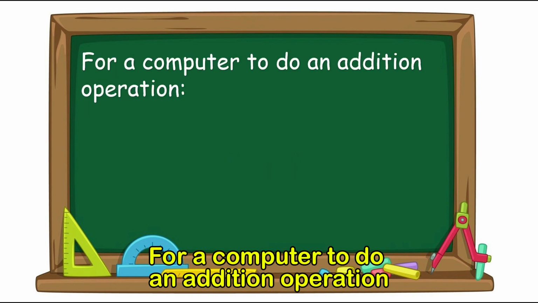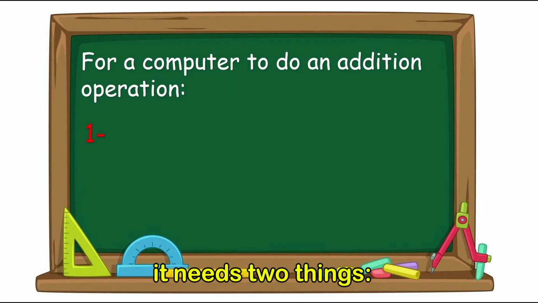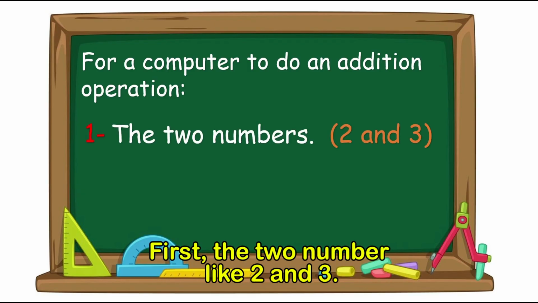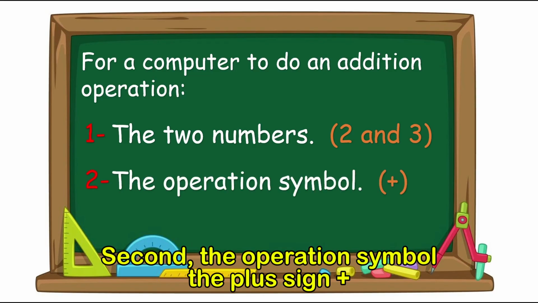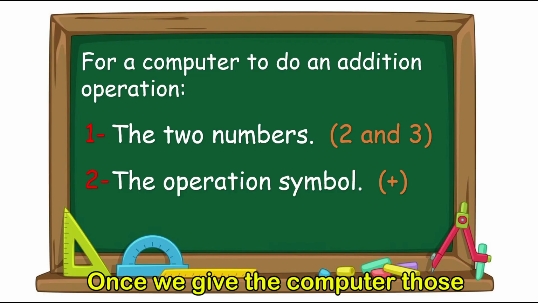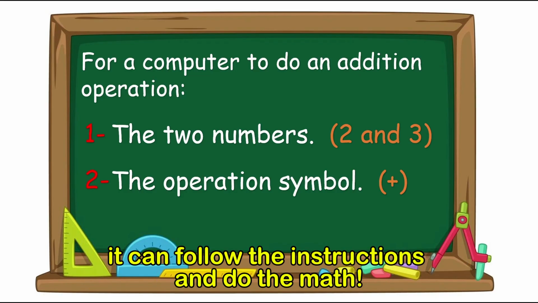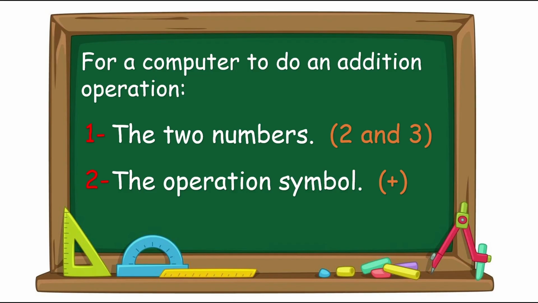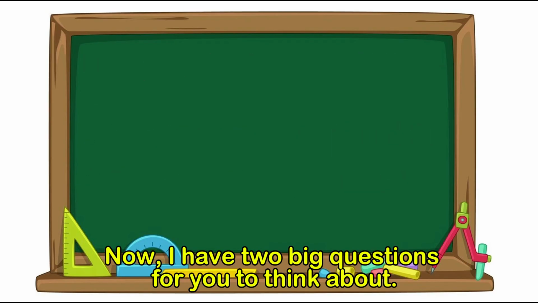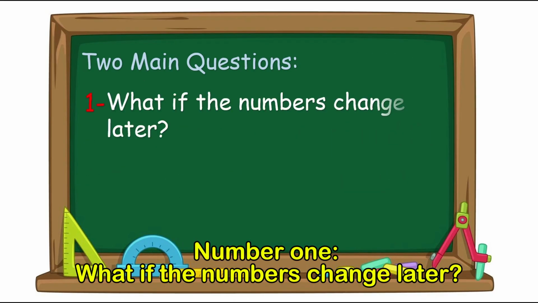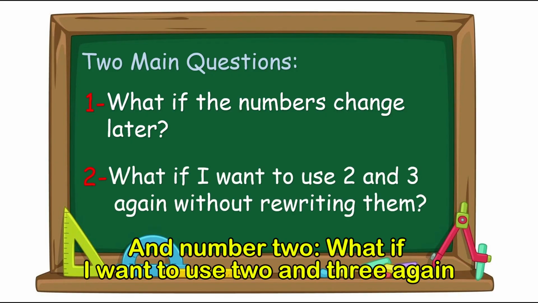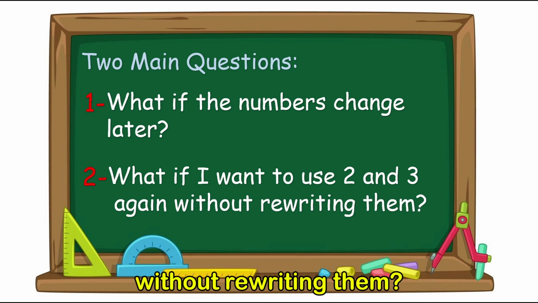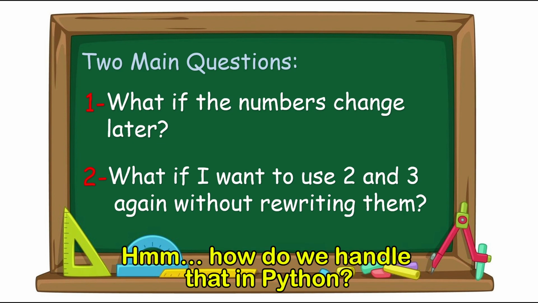For a computer to do an addition operation, it needs two things. First, the two numbers, like 2 and 3. Second, the operation symbol, the plus sign. Once we give the computer those, it can follow the instructions and do the math. Now, I have two big questions for you to think about. Number 1, what if the numbers change later? And number 2, what if I want to use 2 and 3 again without rewriting them? How do we handle that in Python?